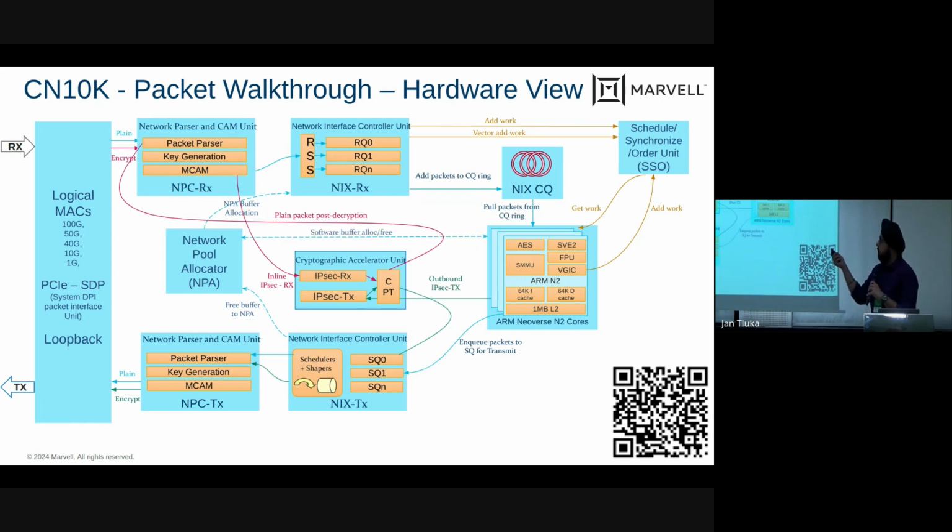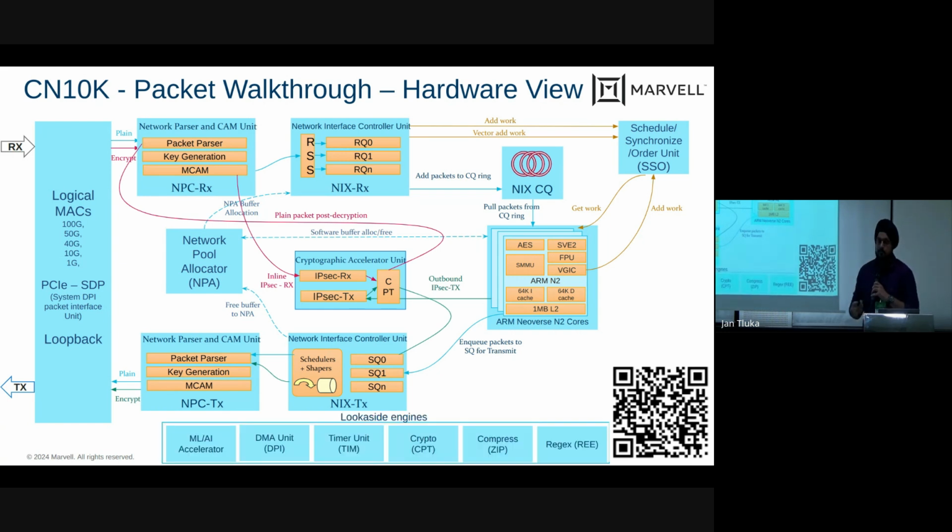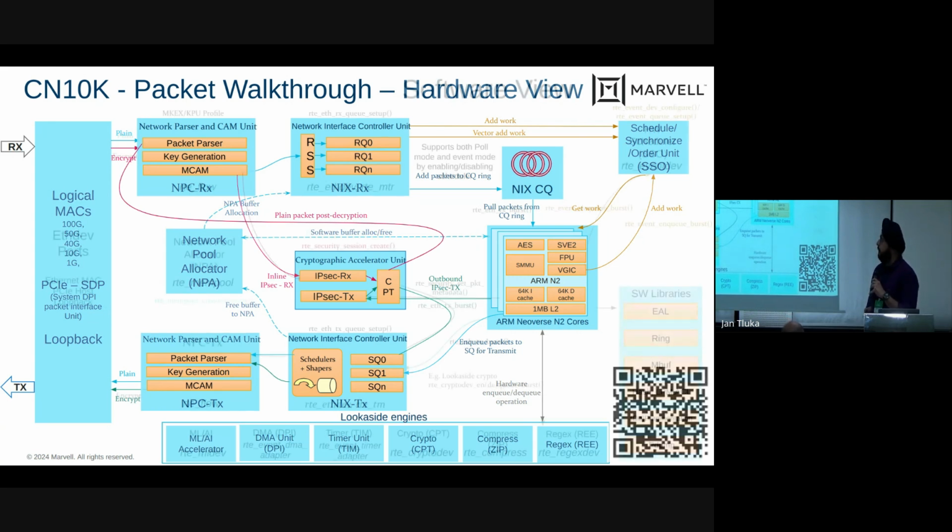ARM cores can do software buffer allocation directly from the NPA. And CN10K offers look-aside engines, like for ML, DMA, and timer. So ARM cores can basically enqueue and dequeue such packets and get the respective operation done.